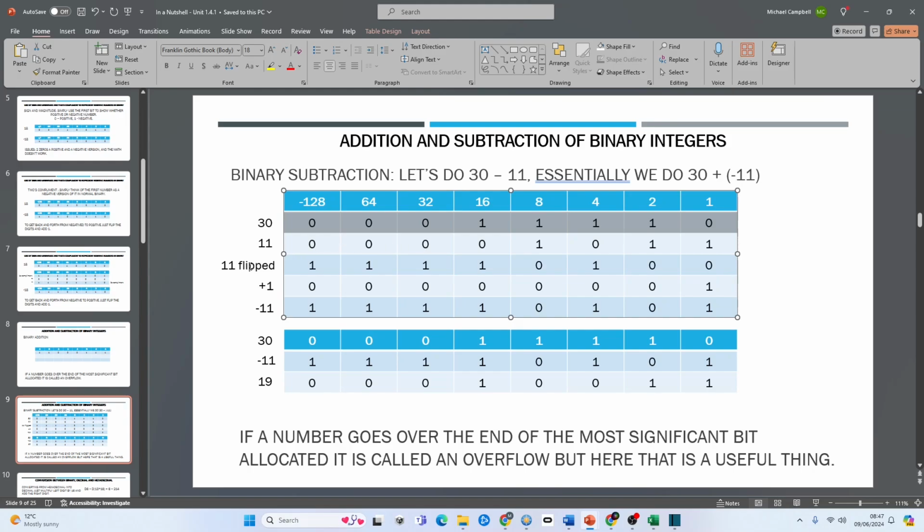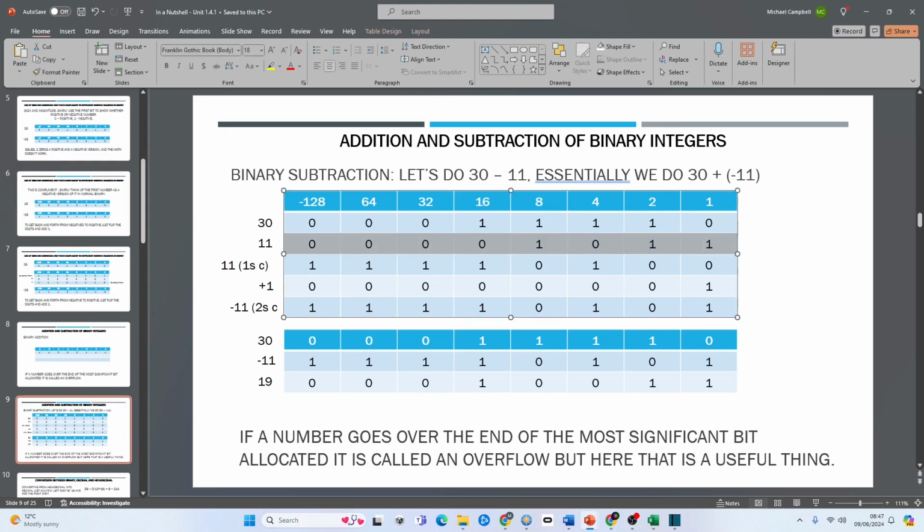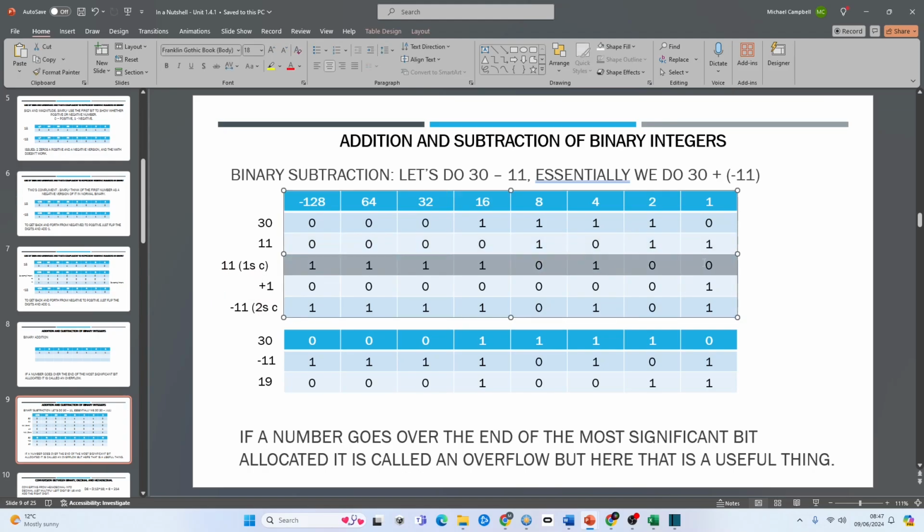I'm actually going to change that just to 1's complement. And then I'm going to put 2's complement in here, just so that you all know in your head what those are. I'll move it. It's big. There we go. So obviously we've got 11. Then we flip it to make it 1's complement.